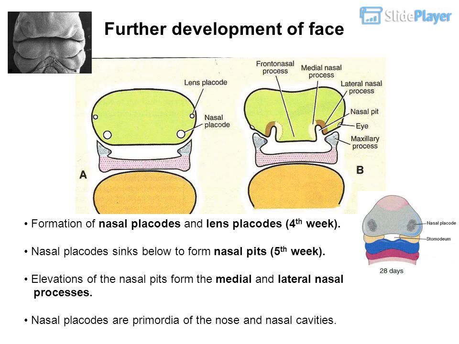Formation of nasal placodes and lens placodes, 4th week. Nasal placodes sink below to form nasal pits, 5th week. Elevations around the nasal pits form the medial and lateral nasal processes. Nasal placodes are primordia of the nose and nasal cavities.